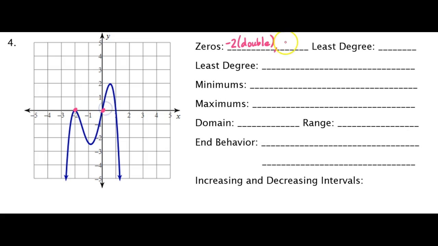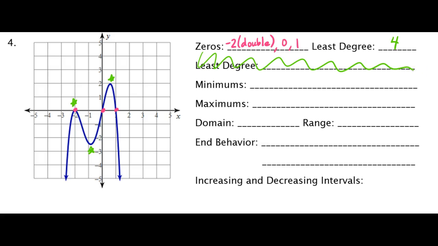I have another 0 at 0, and then my third 0 is here at +1. The least degree is the number of hills and valleys plus 1. So I'm going to put a green star. Here's a hill, here's a valley, here's a hill. So I have 3 total green stars plus 1 would make it 4, which when you look back at your zeros kind of makes sense because you have -2 twice and then 0 and 1. So you have 4 zeros, meaning the least degree should be 4. Again, I'm going to cross out this extra least degree.